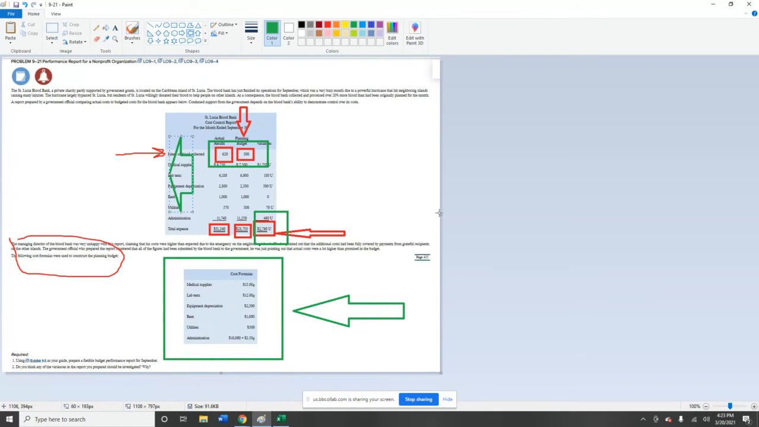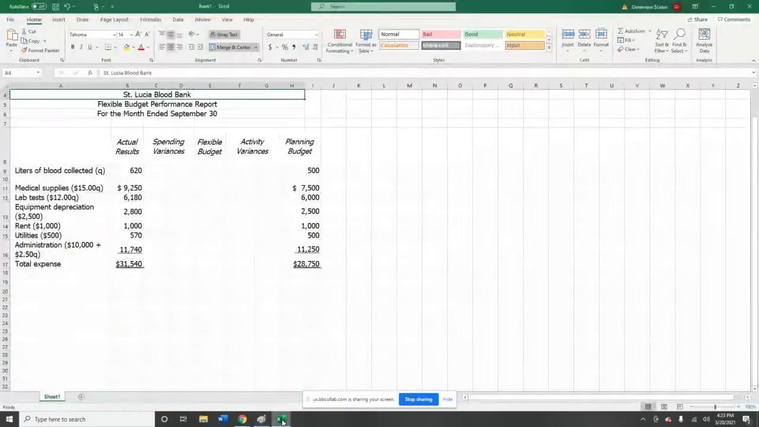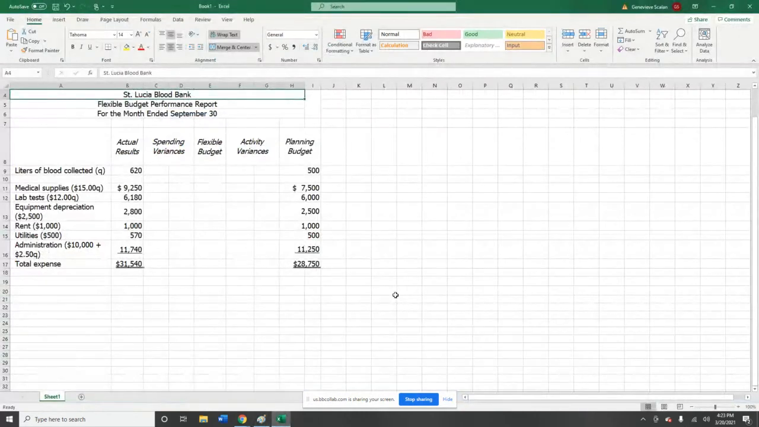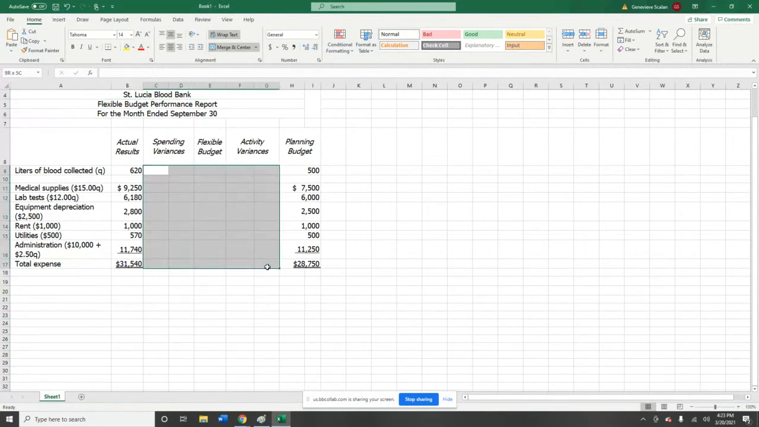All right, so let's go out. I've transferred these numbers to this spreadsheet here, right? So the numbers we have from the book, I've stuck them in here. So really all we have to worry about filling out, right, is we do the flexible variance first, right? Then we can get our activity variances, then we can get our spending variances, and then we can look at the second part of the problem, which is what do we think? How did they do?